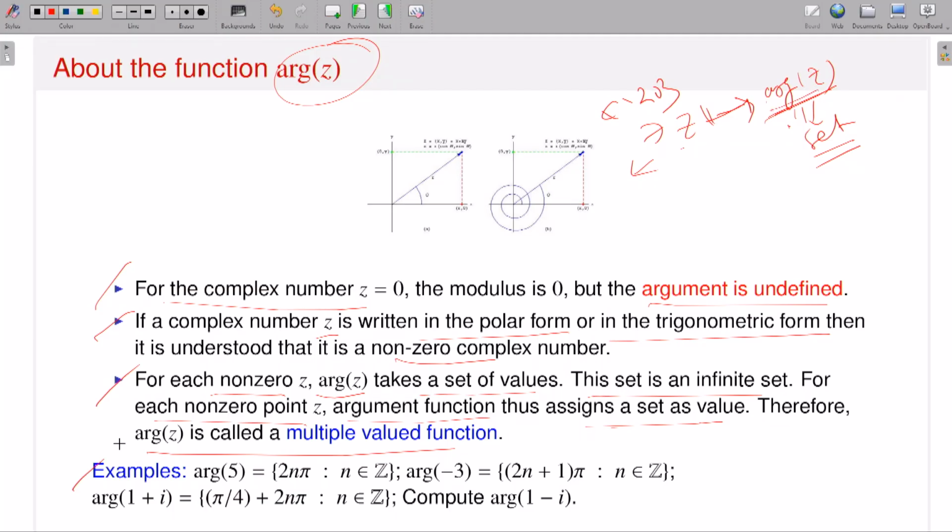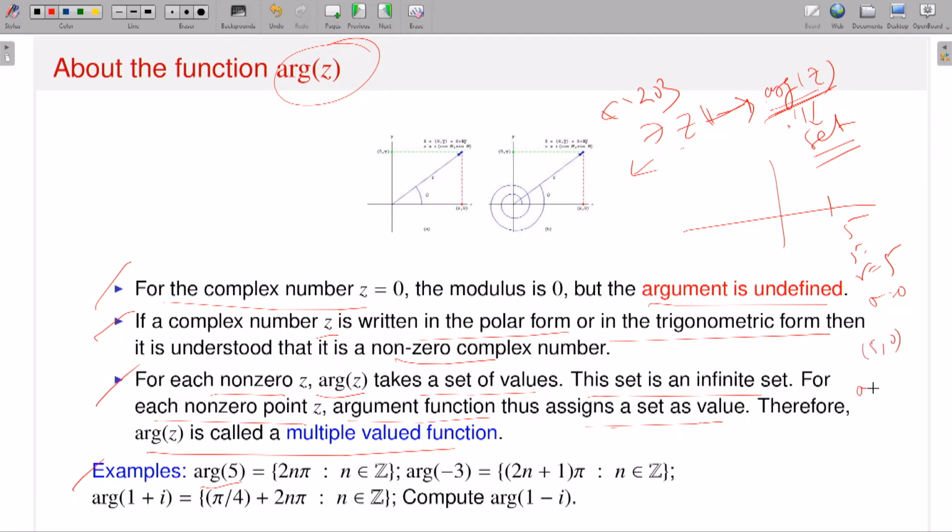For example, what is the argument of 5? This is my complex plane, and this is my point 5. What is the representation in r, theta? The modulus r is 5. And what is my theta? Since I am on the positive real axis, theta is 0. So it is of the form (r, theta) equals (5, 0).